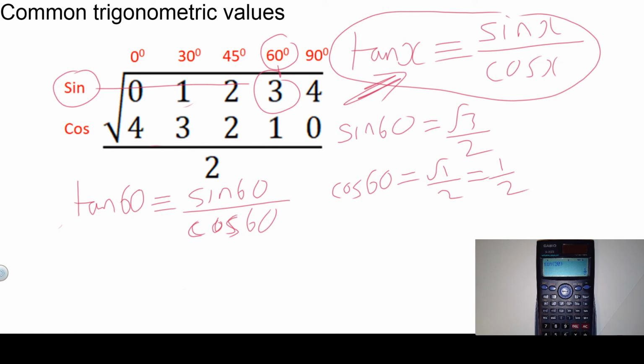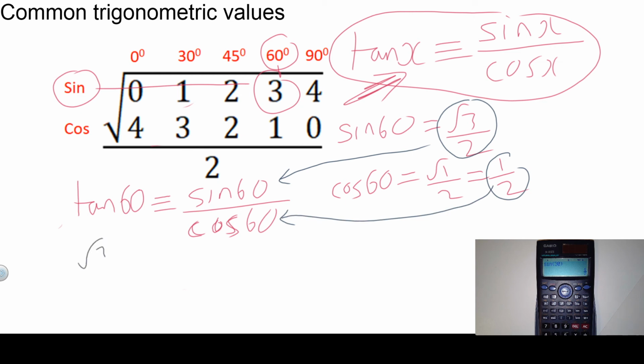So now all we're going to do is substitute these fractions that we just found into the identity. So we have root 3 over 2 on the numerator for the sine 60 divided by, look, this symbol here means division. So we're dividing by cos 60, but we know cos 60 is a half. So divided by a half.